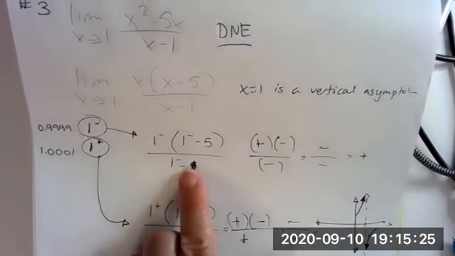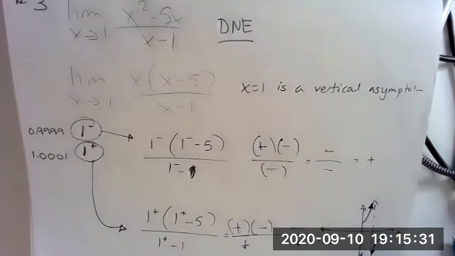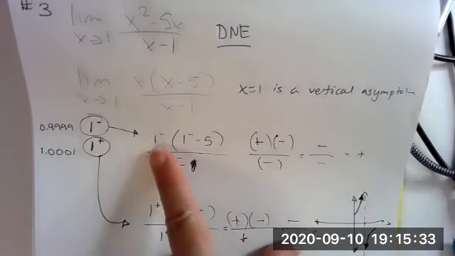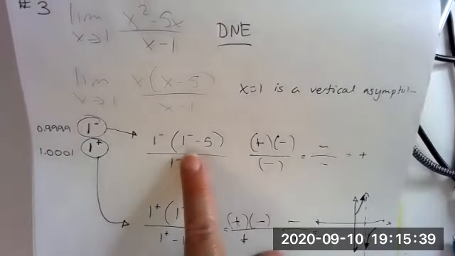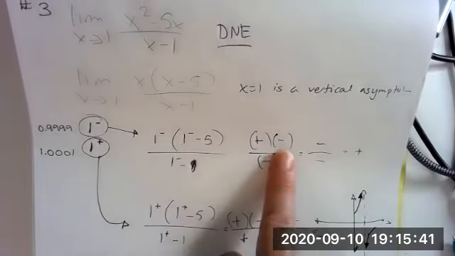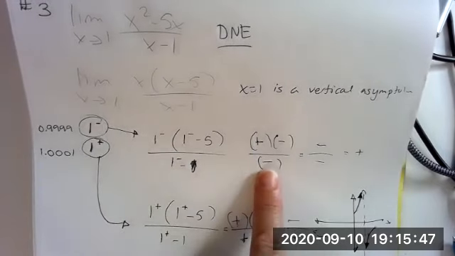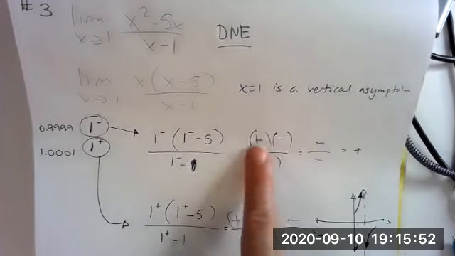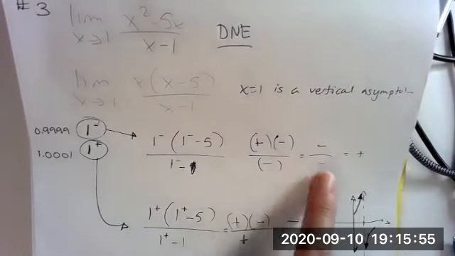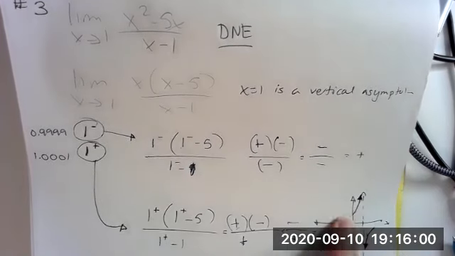So we're going to look at the signs, or whether this expression will become positive or negative. Something just a little bit less than 1 is positive, right? Something like 0.9999, that's a positive number. Something just a little bit less than 1 minus 5 is negative. And then something a little bit less than 1 minus 1 will be a negative number very close to 0. Okay, positive times negative, negative. Negative divided by negative, positive, right? So what that means is that the limit as x approaches 1 from the left is positive infinity.